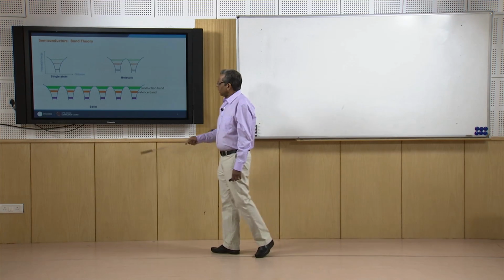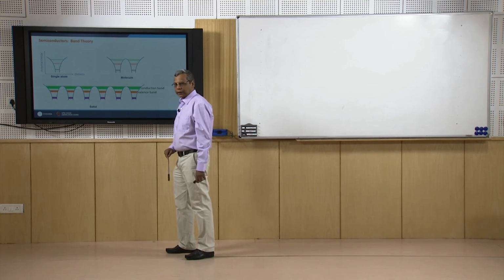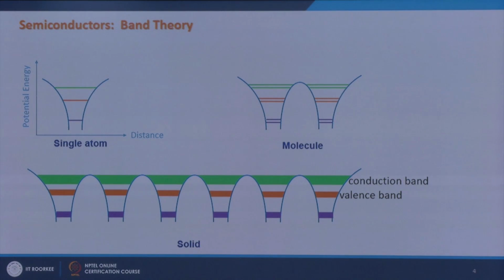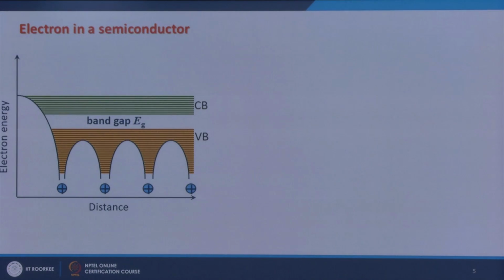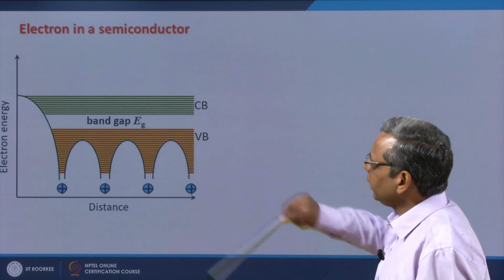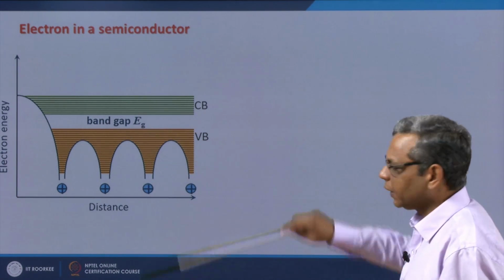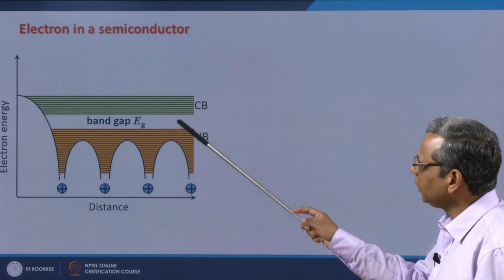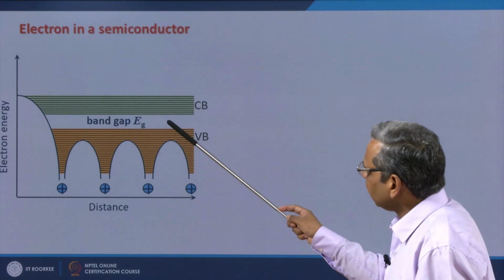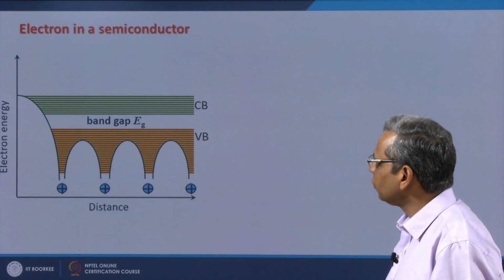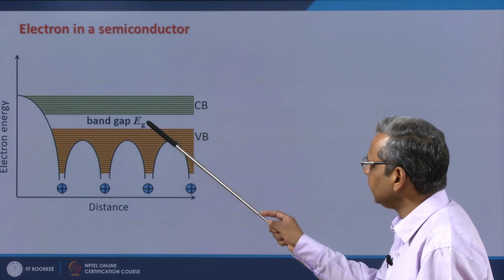The highest filled band is the valence band and the band immediately next to that is known as the conduction band. So, I have a valence band and a conduction band. In between I have a gap, that is, in between there is energy which an electron cannot occupy. So, this is known as the band gap and is denoted by Eg.